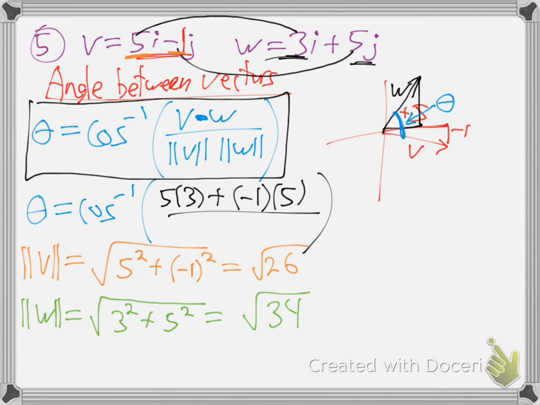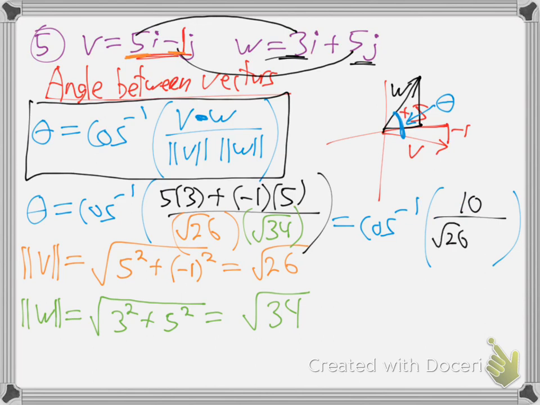So put those down here in the bottom. This would be square root of 26 times square root of 34. So that becomes inverse cosine of, and then you have to figure out that whole number. The top is going to be 10 over the square root of 26 times the square root of 34, because 15 minus 5 is 10. So then just do that in your calculator.